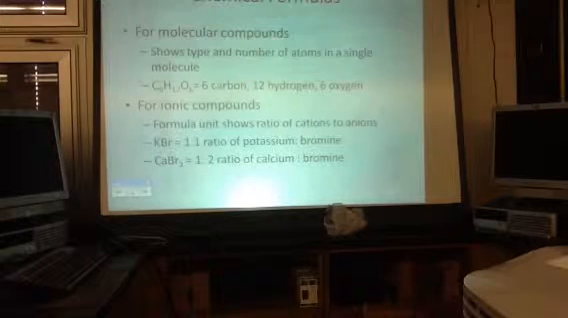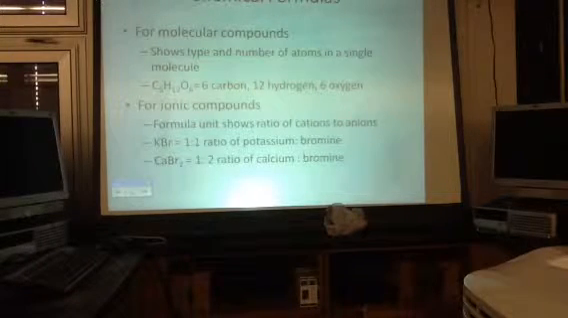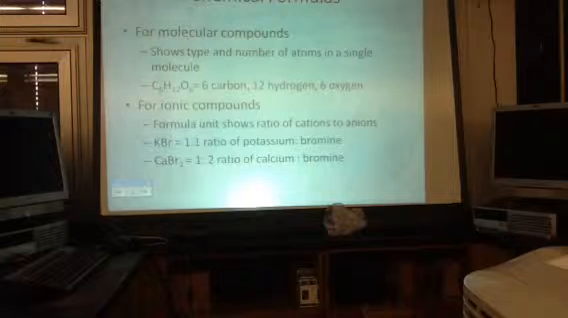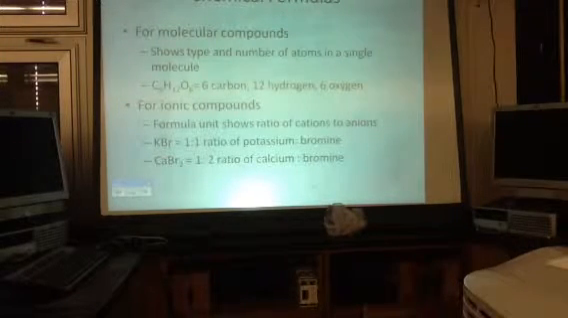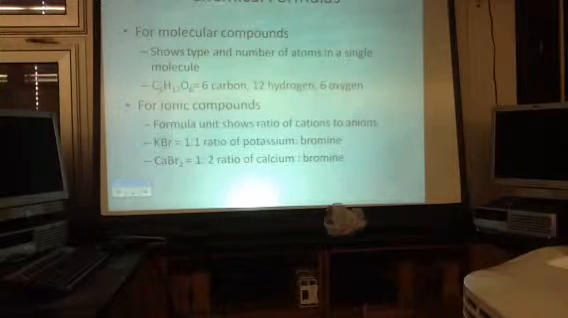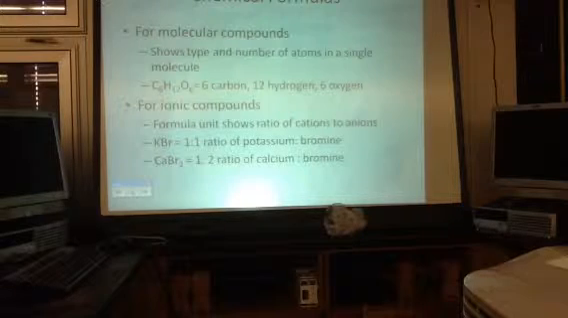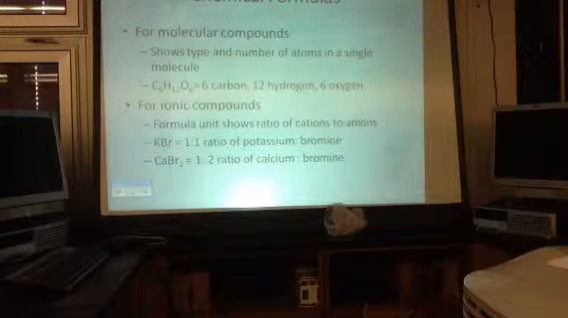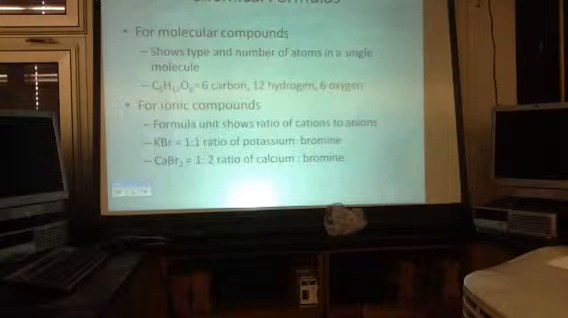Two distinct kinds of compounds, and hence two distinct kinds of formulas. Molecular, which are held together, I see your gum, spit it out, with covalent bonds. Ionic, which are, of course, held together with ionic bonds. We talked about this a little bit in the last chapter, and you all did pretty well when asked why we don't talk about a molecule of salt. It's because there are no molecules of salt to talk about.